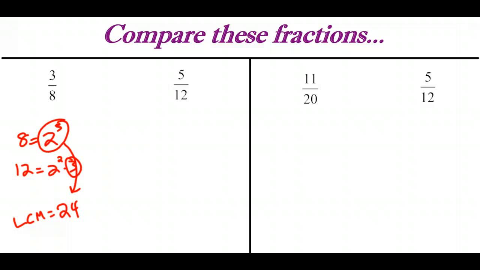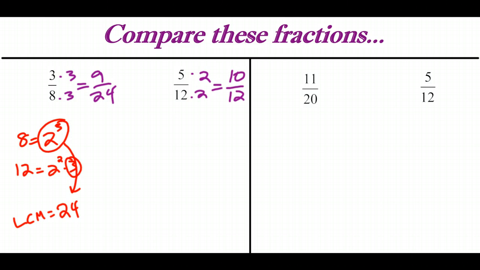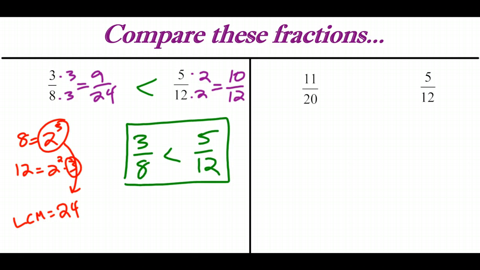So 3/8 is going to be the same as 9/24, because we have to multiply numerator and denominator by the same number to create an equivalent fraction that doesn't change its meaning. Whereas 5/12, we only have to multiply by 2, so we get 10/24. Because 10/24 is greater than 9/24, that means that 3/8 is less than 5/12, or 5/12 is greater than 3/8. Because we changed them to their least common denominator and compared those numerators.